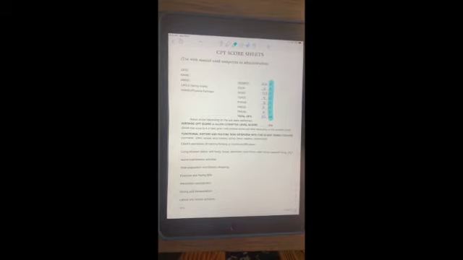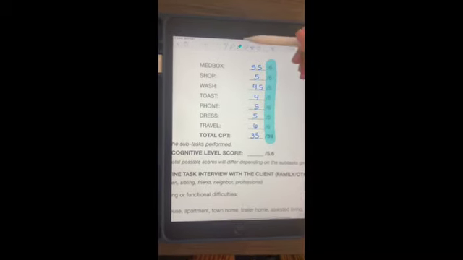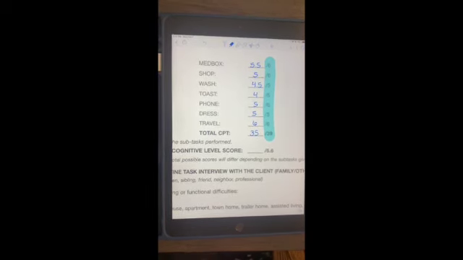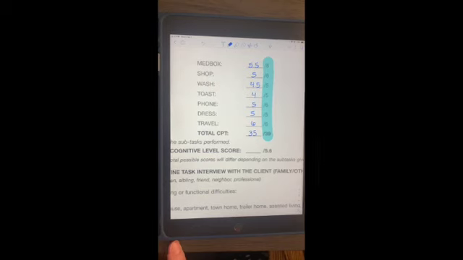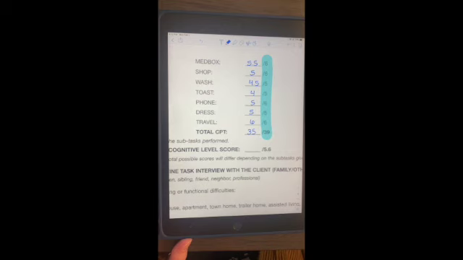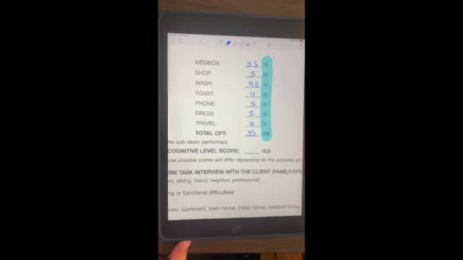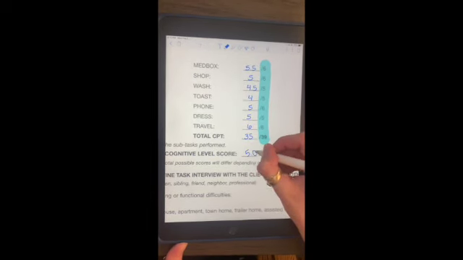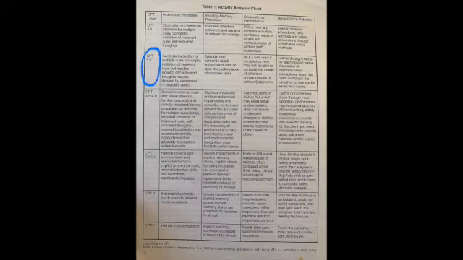Subtask scores are added up and then divided by the number of subtasks given. The highest possible score is 5.6. The total CPT score for Meg was 35. To obtain the cognitive level score, 35 is divided by 7, which is the total number of tests conducted. Decimal modes within each level allow for more precise measurements of the client's capacity. In order to further understand your client's final score, you can access an activity analysis chart in the CPT manual.